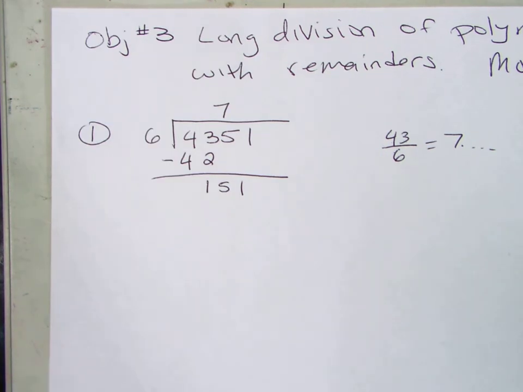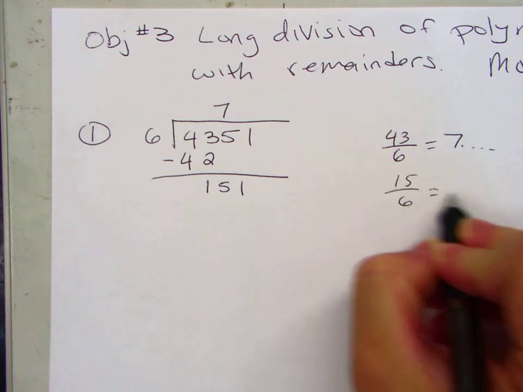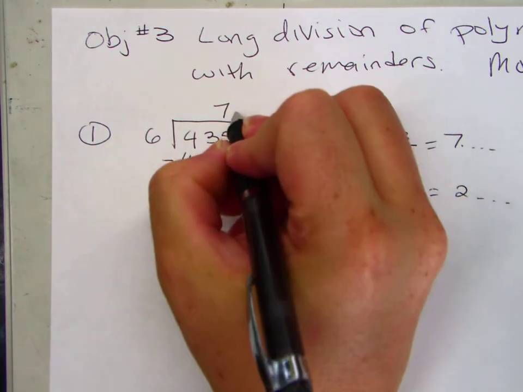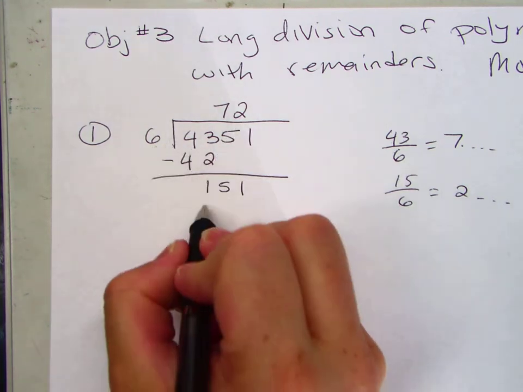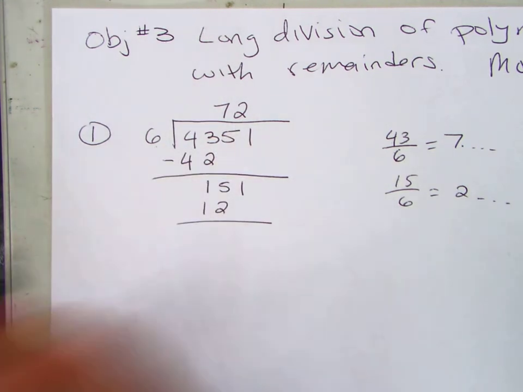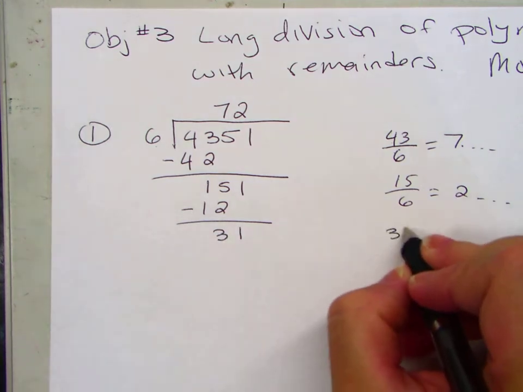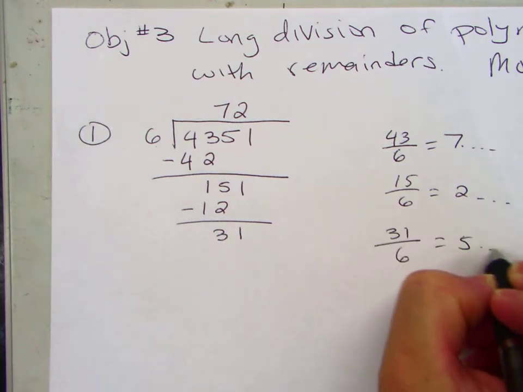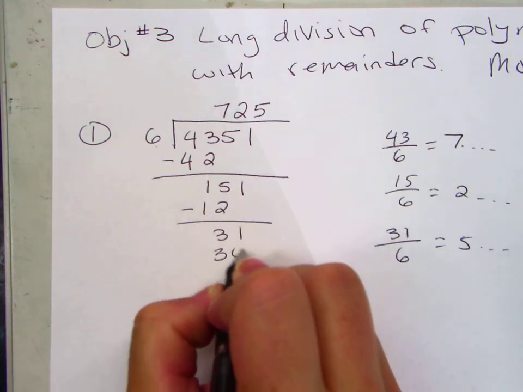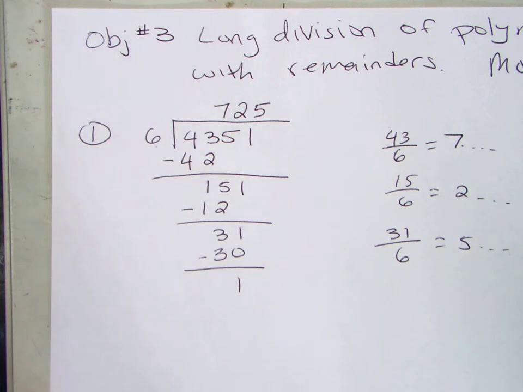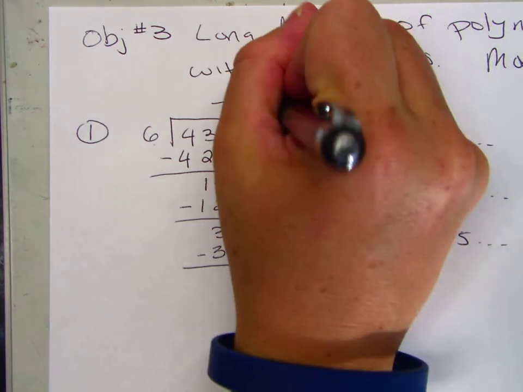Then we repeat. 6 into 15. 15 over 6 is 2 and change. Put the 2 over the 5. 6 times 2 is 12. Subtract. 31. 31 divided by 6 is 5 and change. Put the 5 up top. 6 times 5 is 30. The remainder is 1. Now, when you were a kid, your teacher said, oh, R1.